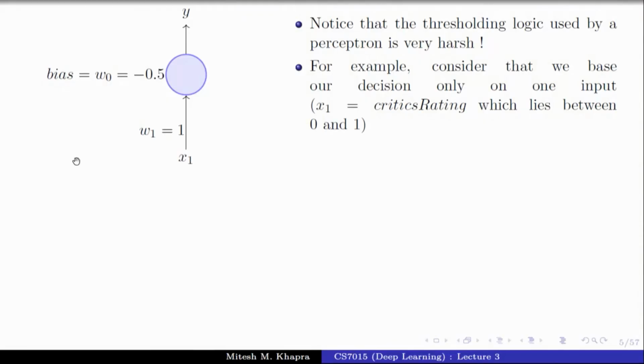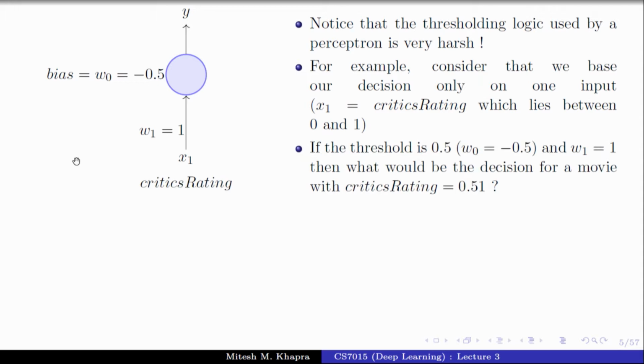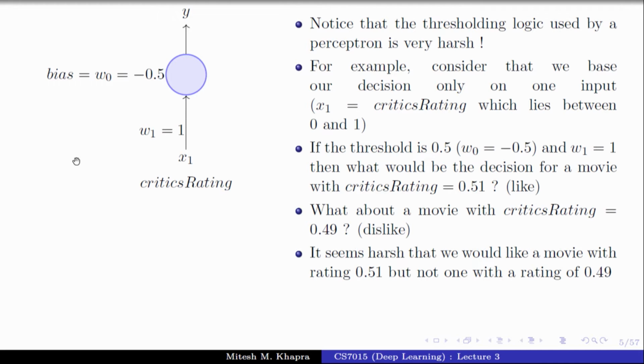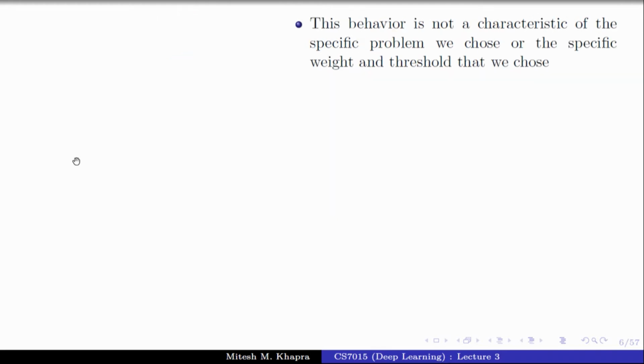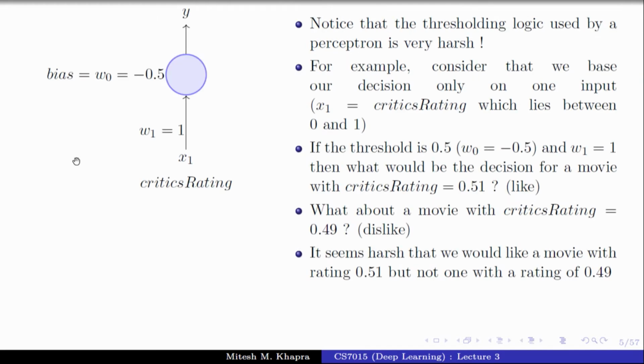And that's exactly what this perceptron is doing. It's taking the weighted sum of its inputs, and based on that weighted sum, it's saying this is good, this is bad. Does that make sense? Okay, so that's why I say it's a bit harsh. And that's exactly the example which I've given here. Now you might say maybe this is a characteristic of the specific problem that I've taken. Maybe it's because I've taken only one input, maybe because I set the threshold in a particular way, or maybe because I set the weight in a particular way. Do you think it's because of that, or there's something else at play here?